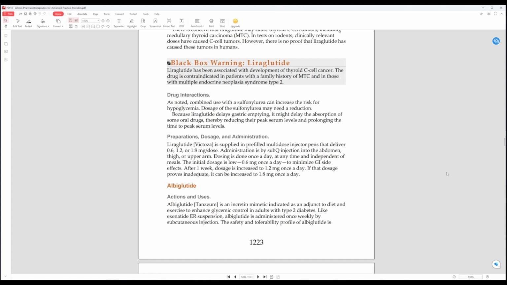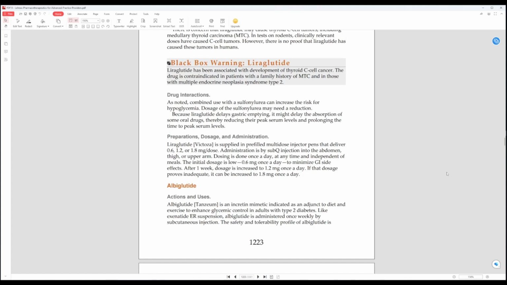Drug interaction, as noted: combined with a sulfonylurea, it can increase the risk for hypoglycemia. The dosage of the sulfonylurea may need a reduction. Because liraglutide delays gastric emptying, it might delay the absorption of some oral drugs, thereby reducing their peak serum levels and prolonging the time to peak serum levels.